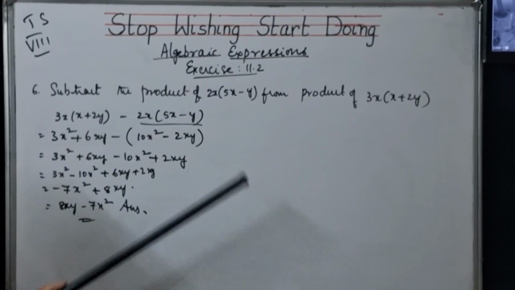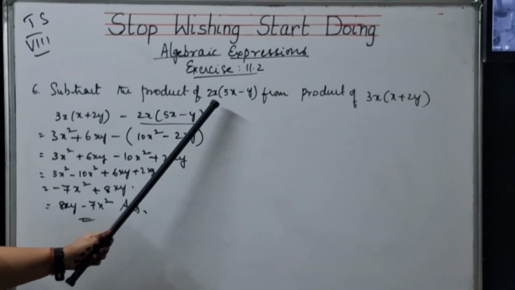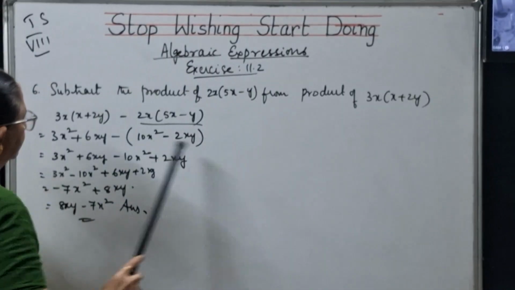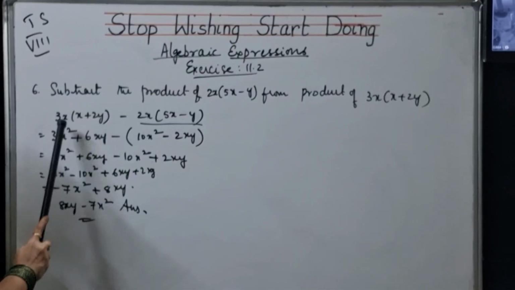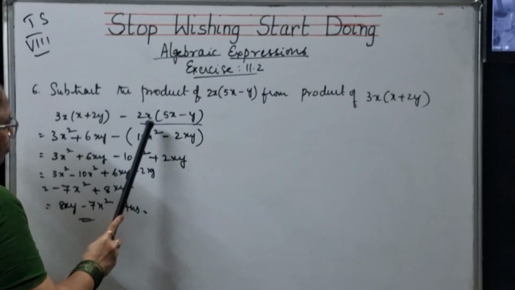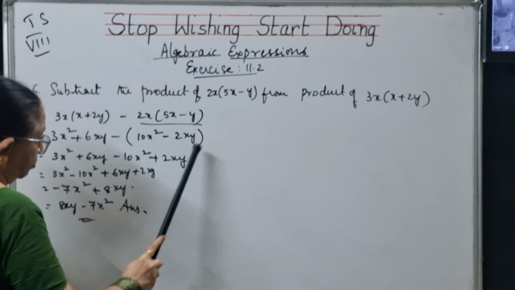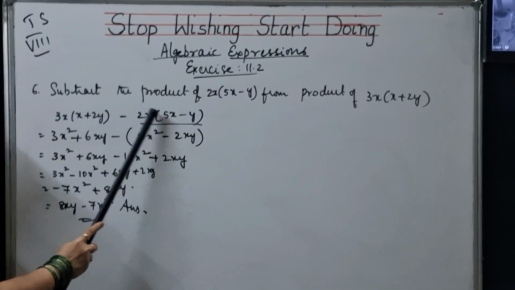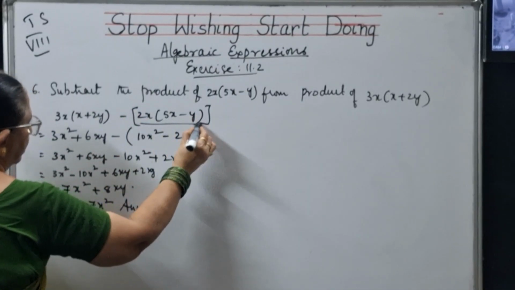So after 'from', whatever is there, that only we need to take first. So subtract the product of this from product of this. So first you write this: 3x into x plus 2y minus of 2x into 5x minus y. So 3x into x, 3x square, plus 6xy, minus 2 5s are 10x square. I put a bracket, children, because minus is there. First I should complete this multiplication, then only I should open the bracket.